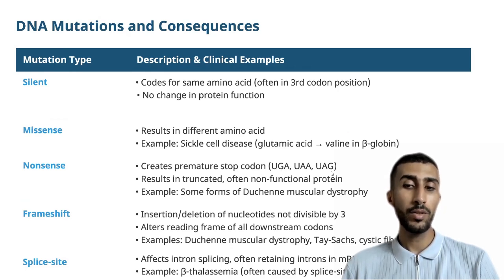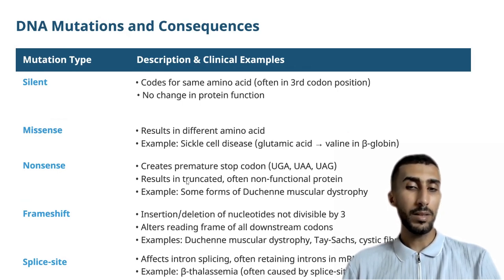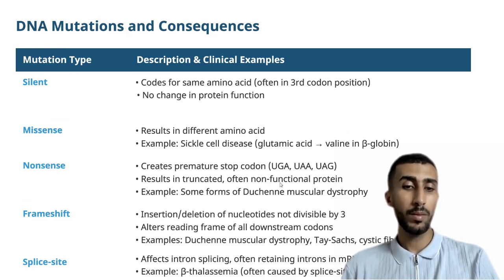The stop codons are UGA, UAG, and UAA. So remember that. It results in truncated or non-functioning proteins, such as in some forms of Duchenne muscular dystrophy. So the silent mutation has no example because it doesn't do anything. Missense mutation, the famous example is sickle cell disease. Nonsense mutation, some forms of Duchenne muscular dystrophy, and a truncated non-functioning protein due to UGA, UAG, UAA.